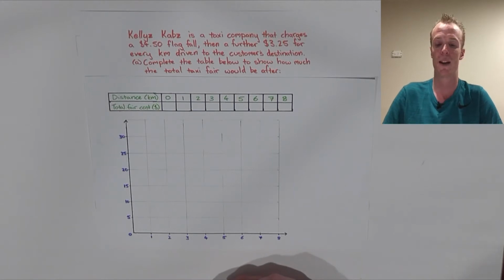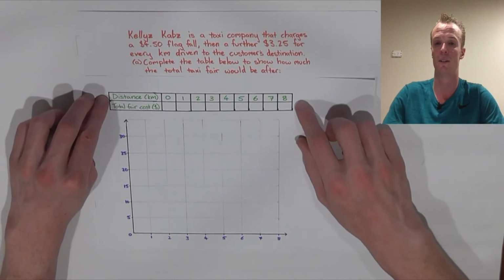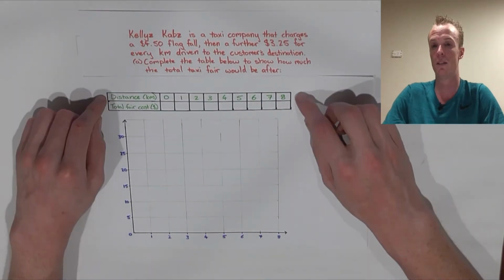Kelly's Cabs is a taxi company that charges a $4.50 flagfall, then a further $3.25 for every kilometre driven to the customer's destination. For part A, you need to complete the table below to show how much the total taxi fare would be after the distance from 0 kilometres to 8 kilometres. To do this, we need to consider the problem in two parts.